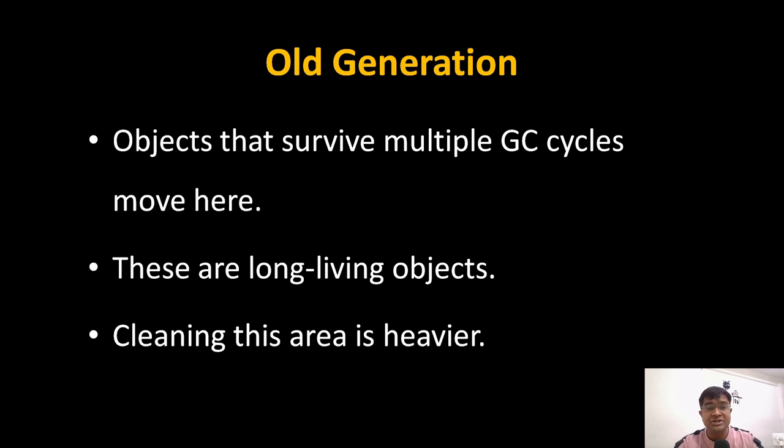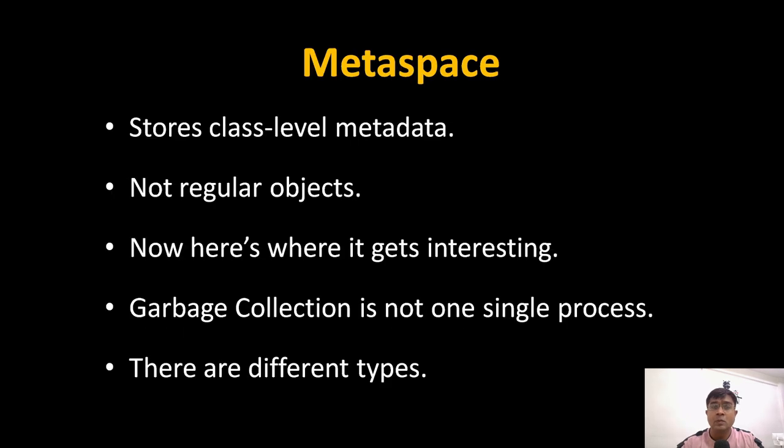Now you have old generation. Old objects that survive multiple GC cycles are moved here. These are long living objects, and cleaning this area is really heavier, right? Then you have the next area, that is Metaspace. Metaspace basically stores class level metadata. It's not regular objects.